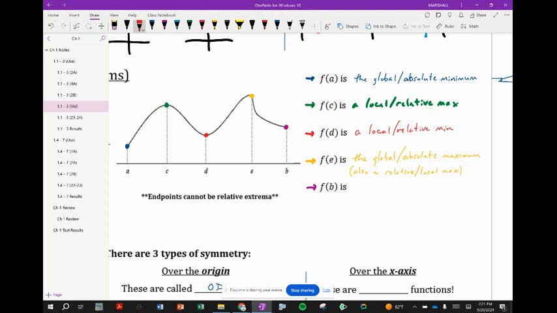The only one that we haven't talked about yet is f of b. F of b, since it's an endpoint, can't be a local or relative minimum. It would be if this continued on like this. But since it doesn't, f of b is not an extrema point. It's not any sort of minimum or maximum.